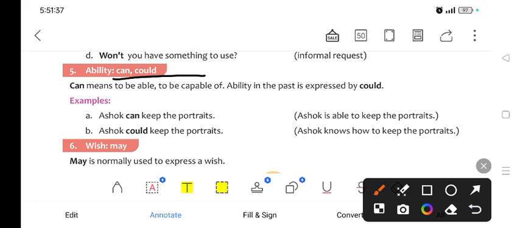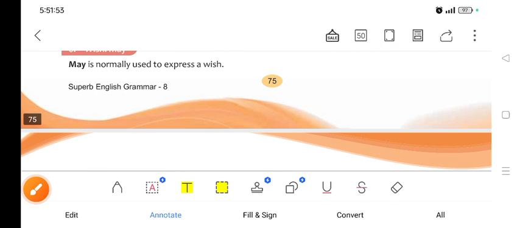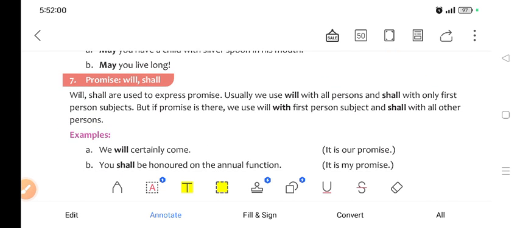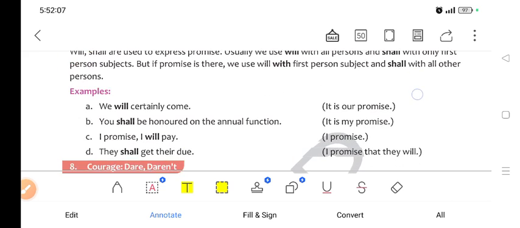See, when you want to tell something that you were able to do when you were a child but cannot do now, for example, I could speak French when I was 5 years old. Okay, wish: may is used to express a wish. Then promise: for promise we use will and shall, like he will certainly come, I will certainly go for a movie with you. So these are showing promise, willpower.